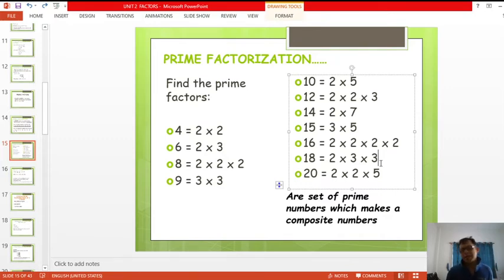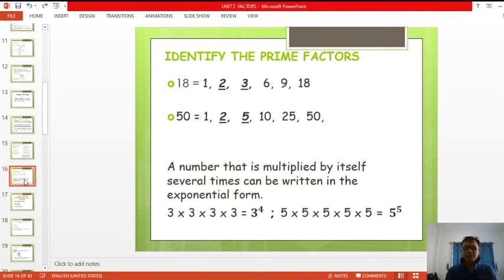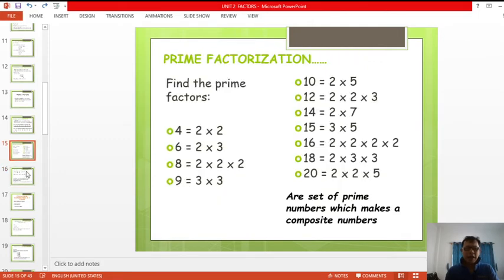And how about 20? Of course, 20 is easily 2 times 2 times 5. Okay, 2 is a factor, 2 times 2 is 4, times 5 is 20. Sorry for that. Okay, I hope there's no other questions aside from that. So that is called prime factorization.